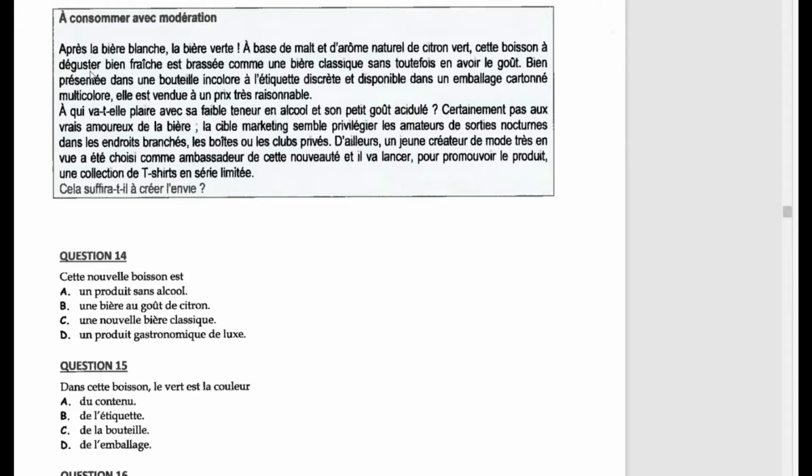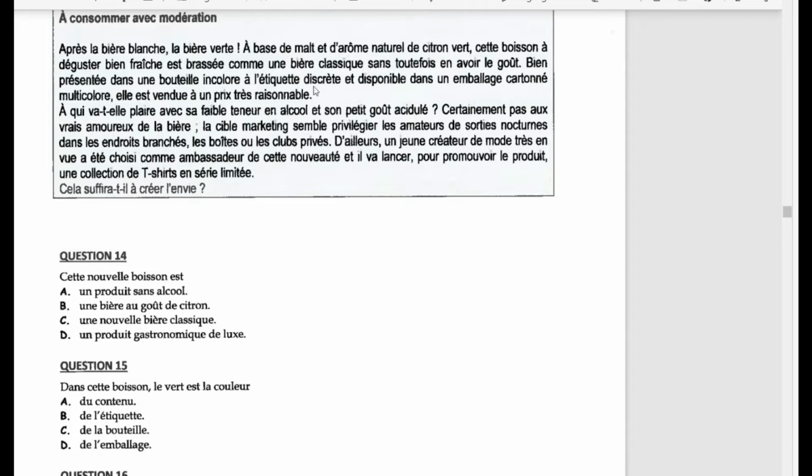Let's continue. "Bière présentée dans une bouteille incolore à l'étiquette discrète, disponible dans un emballage cartonné multicolore. Il est vendu à un prix très raisonnable." All right, so in the next question, they're asking the color which is green is coming from what? This is exactly what we read here. We have "présentée dans une bouteille incolore," which means it is presented in a bottle which has no color. So it is not the color of the bottle, which is option C, which is incorrect.